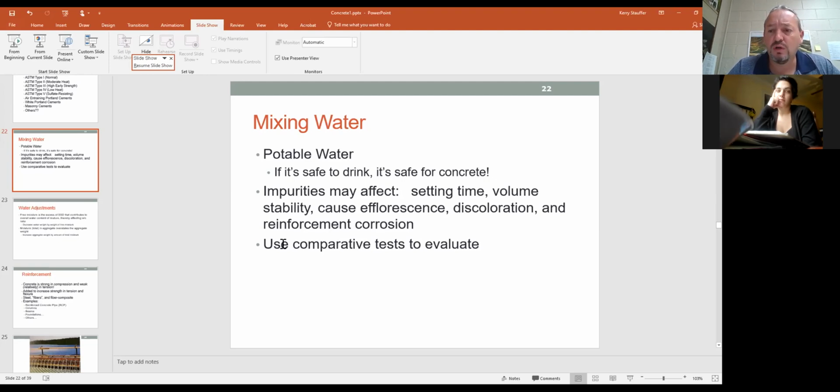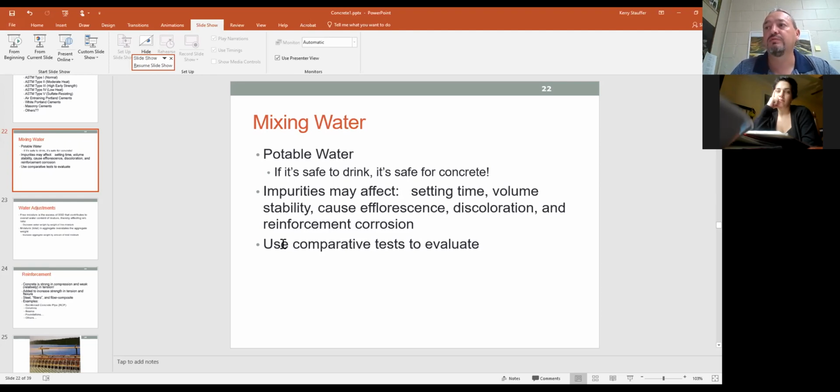Sometimes you even see it in mortar, like on a masonry wall. It's less of a structural issue and more of aesthetics, but most of what I've seen is a white substance that forms on the outside of the wall. So, you know, that might go along with kind of a discoloration. Corrosion of the reinforcement would be a much more serious problem. That would be a structural problem. So it's best to use potable water for your concrete.